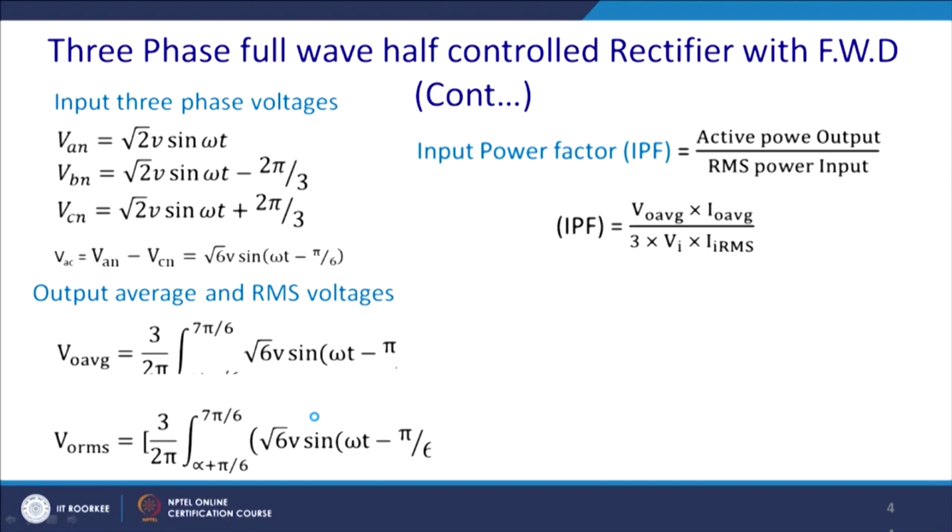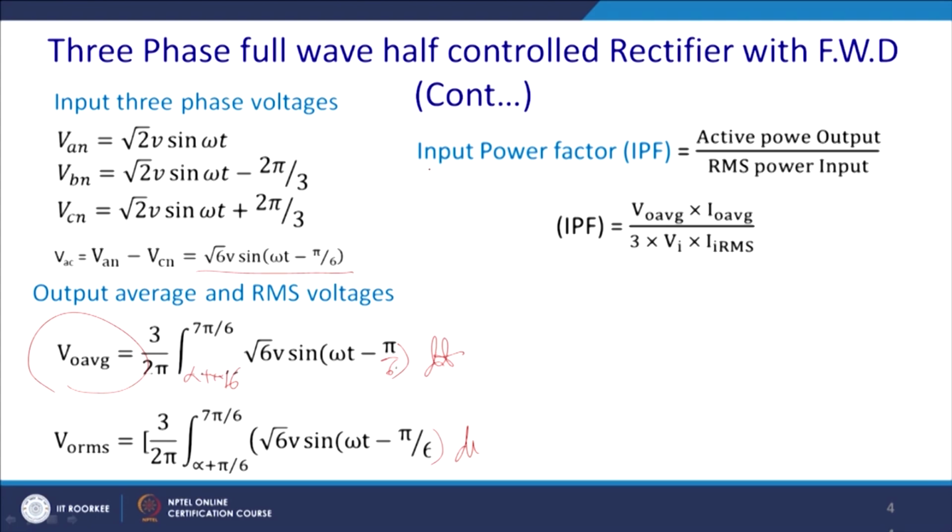So, you can have Vm, there are 120° phase shifted waveforms, and Vac equal to Van minus Vcn. So, ultimately you get root 6 V sin(omega t minus pi by 6), and if you integrate over it, you will get 3 such cycles. You will get the average power, and you get the RMS value of it by integrating over dt.